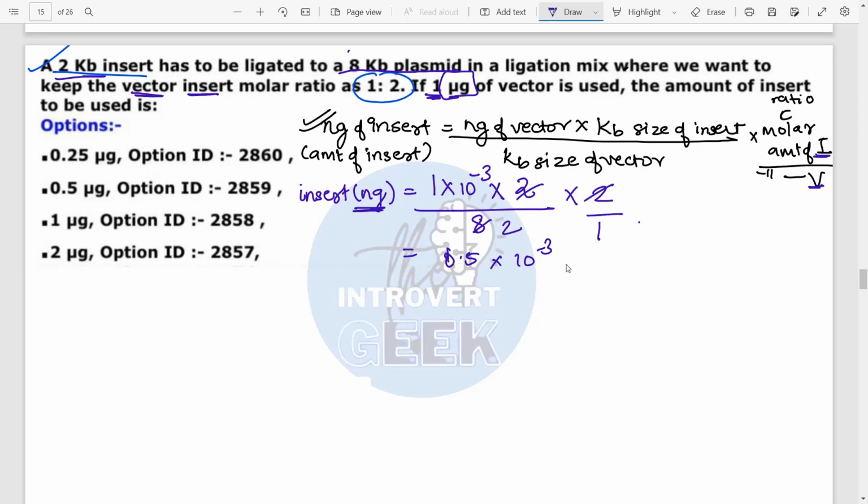Now this answer is in nanogram because you converted, right? So to reconvert, it will just be multiplied by 10 raised to 3 and that comes out to be 0.5 microgram. So the amount of insert in microgram is 0.5. That is our option C. Isn't it very simple? So all you need to do is just remember this one formula.